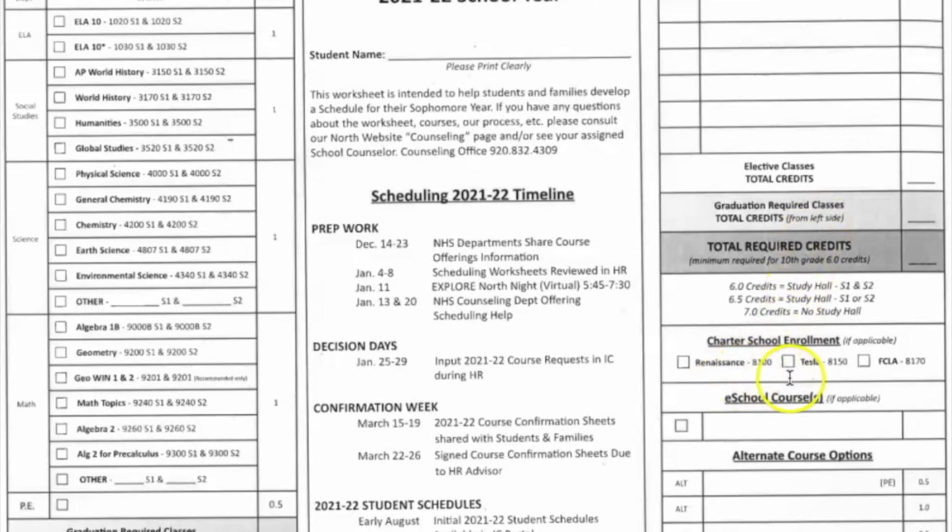Obviously, any students that are involved or wanting to get involved in any of our charter schools would indicate that here as well. And then finally, it's really important that the students identify alternate courses. This would be true for their PE classes, what other PE class they want to take, as well as other alternatives to their electives. Not all classes will run, and it's really critical for us to know what other classes they might want to take in case a class is not running. So they should fill in some alternative courses there as well.